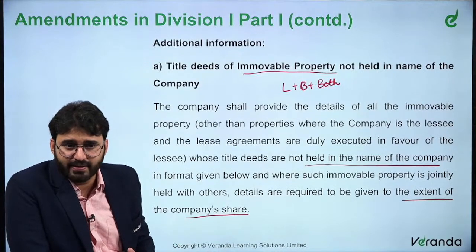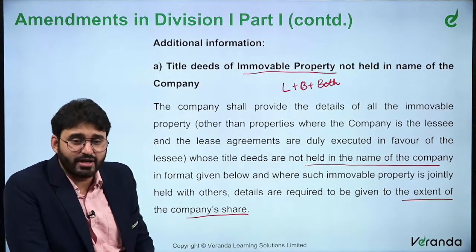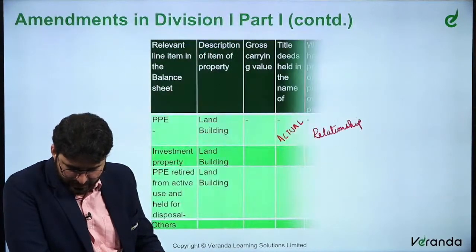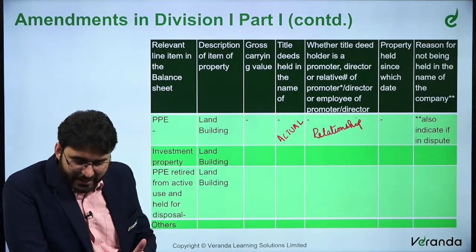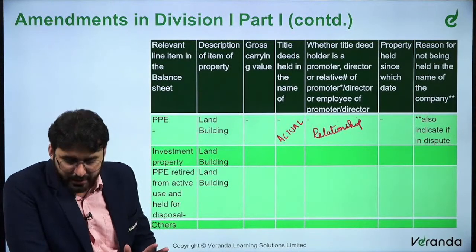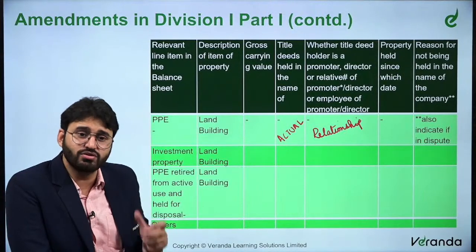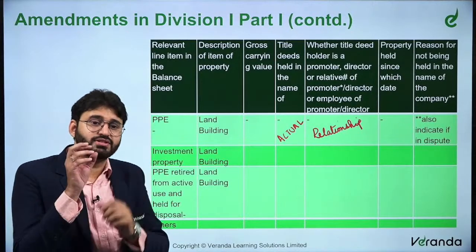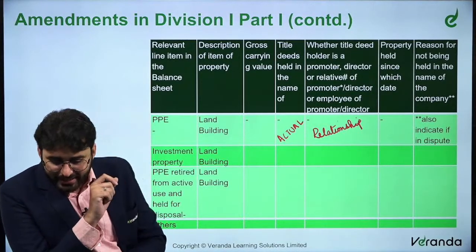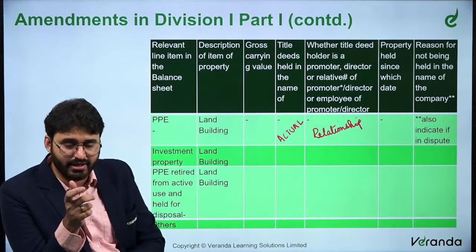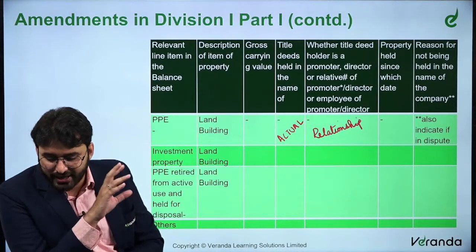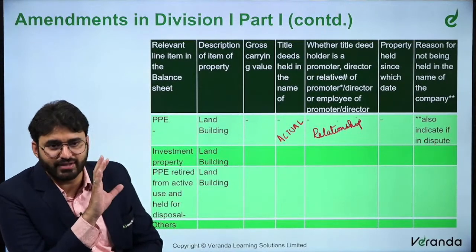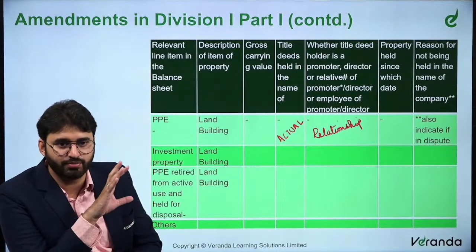We have to get a written representation from the management with respect to the accuracy of this particular clause, which the auditor will have to get. So this is the format. Again, relevant line item, description of item of property, gross carrying value, title deeds held in the name of. So who is the actual owner, whether the title deed holder is a promoter, etc., whoever it is, property held since which date, and reason for not holding in the name of the company, why it is not held. Also indicate if there is a dispute. So this entire area has to be disclosed.